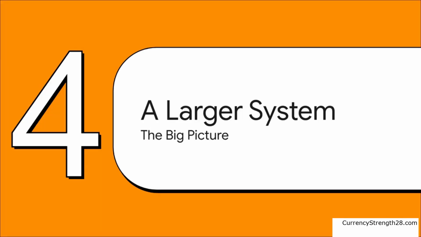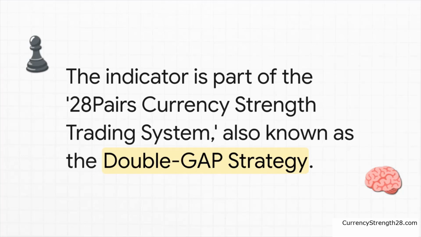Okay, Section 4, part of a larger system. This is absolutely key. The source material makes it super clear that the Gold Impulse Indicator is not supposed to be a standalone magic bullet. Nope, it's designed to be one piece of a much bigger puzzle. And that bigger puzzle has a name. It's called the 28 pairs currency strength trading system, or sometimes the double gap strategy. So you see, the indicator isn't the strategy itself. It's a tool built specifically to serve this one trading methodology.